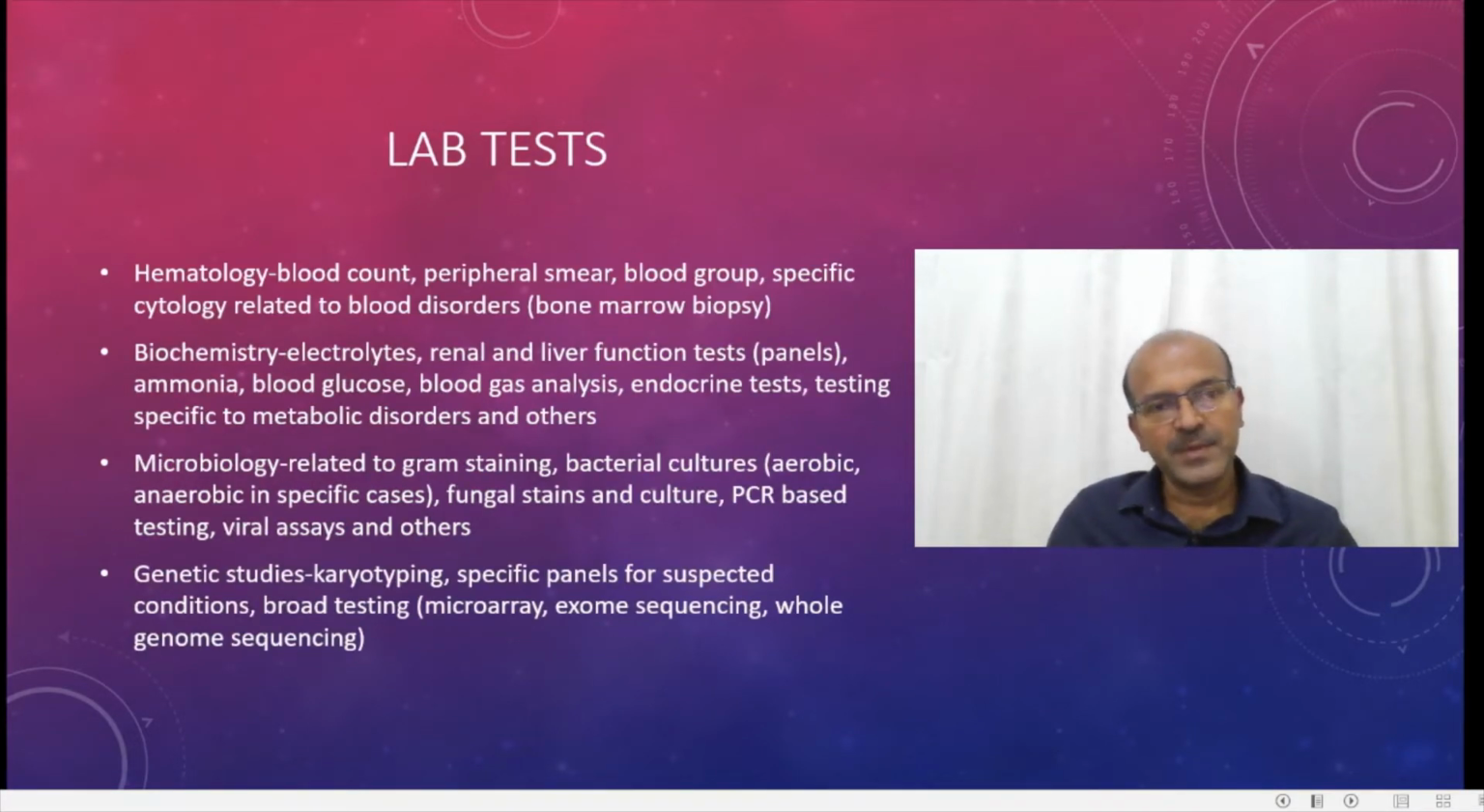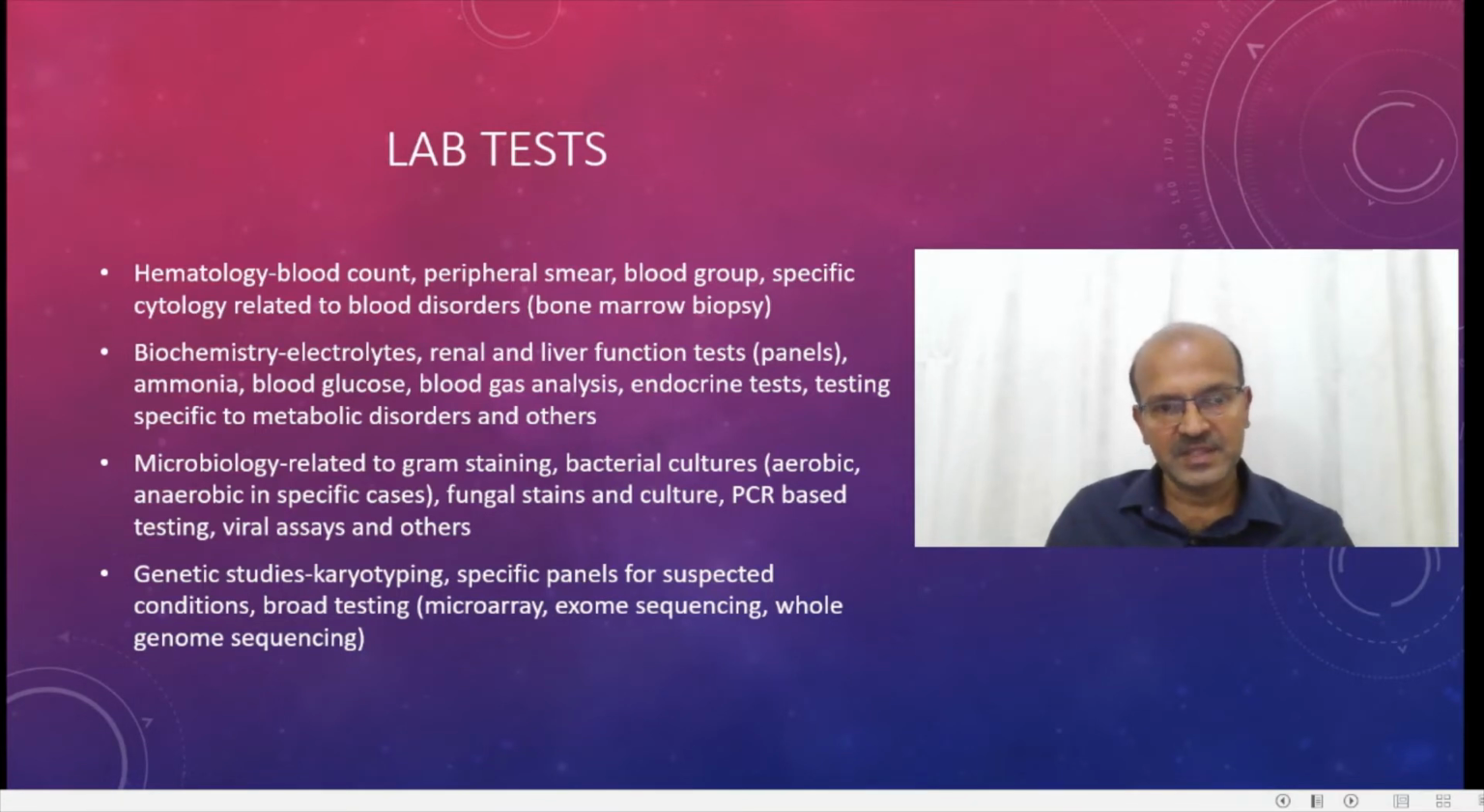In terms of lab tests, we have different labs which are involved. So hematology would include blood count, peripheral smear, blood group, and if you have specific cytology related to blood disorders like leukemia, you do a bone marrow aspiration biopsy. So hematology basically deals with blood-related, blood parameters related investigation.